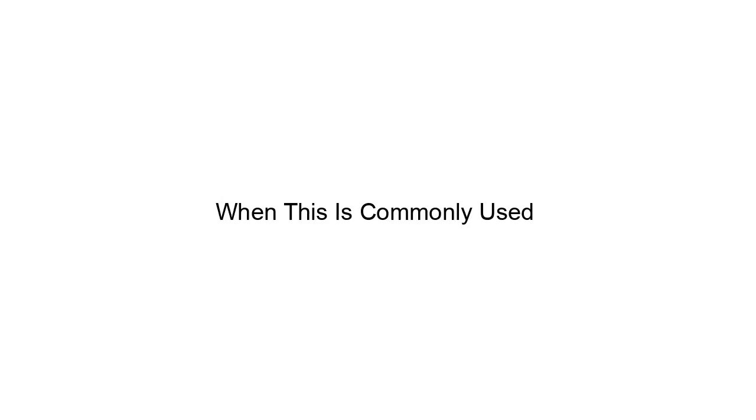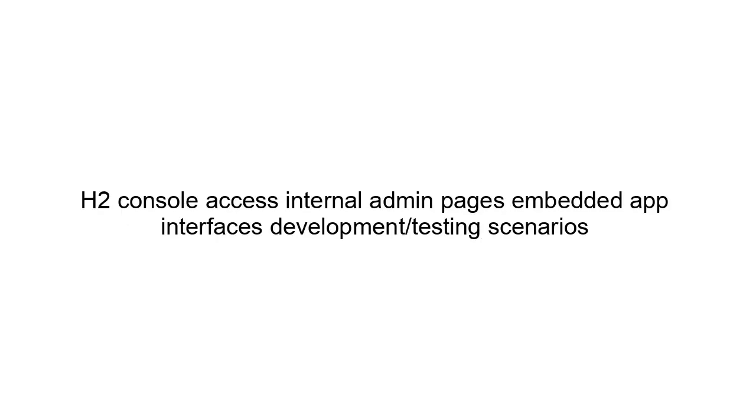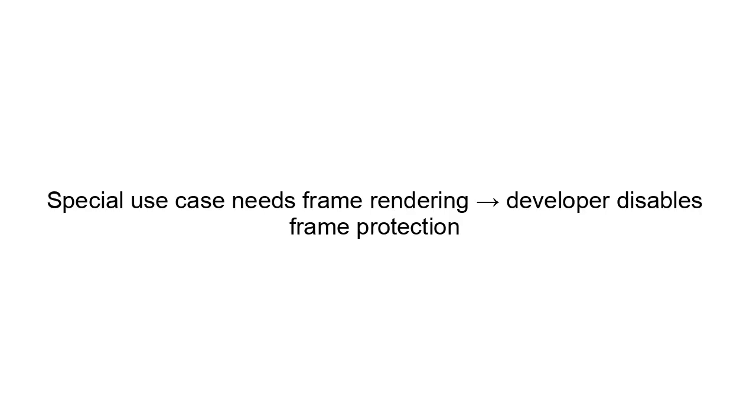When this is commonly used: disabling X-Frame-Options is commonly used for H2 console access, internal admin pages, embedded app interfaces, and development testing scenarios. Example concept: a special use case needs frame rendering, so the developer disables frame protection. But it should be done carefully.